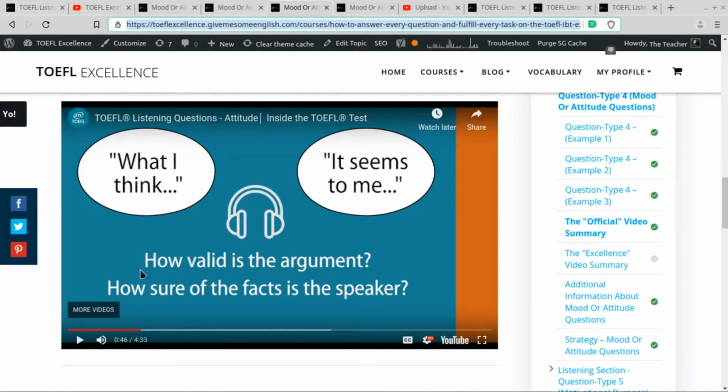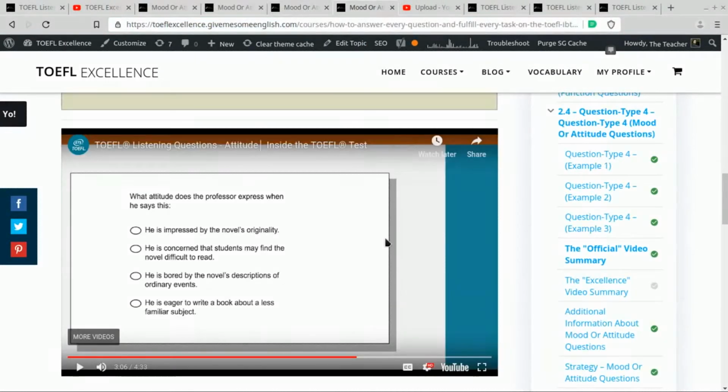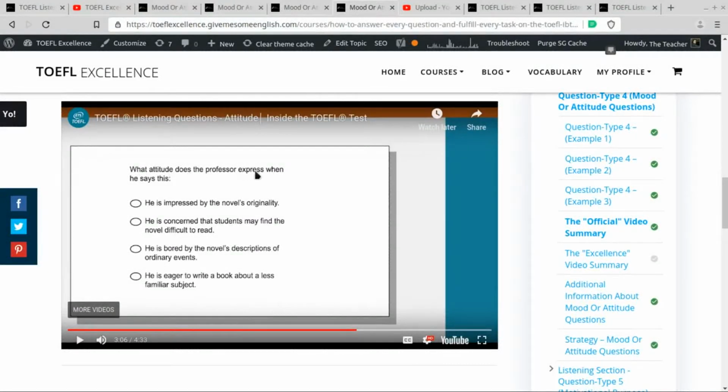Now, this part, when they say, ask yourself, how valid is the argument? How sure of the facts is the speaker? These two questions right here, I don't see how they're going to help you in any way. That has nothing to do with this question type. And then finally, here it says, what attitude does the professor express when he says this? Now, when they give this example here, they're implying that they're going to play some portion of the audio file again, which they didn't mention. But when they do have a question type like this, they will play the audio file again.